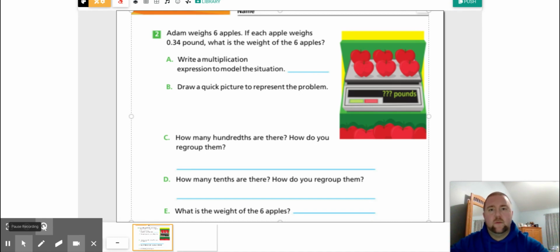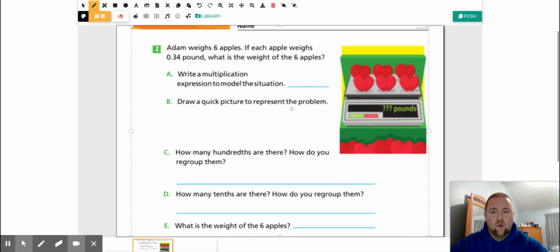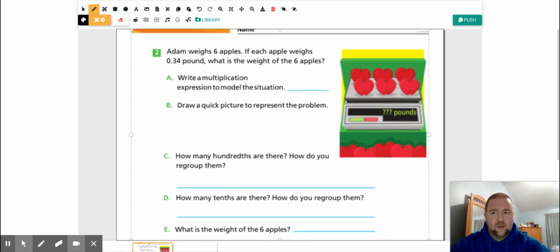Which really is just going to be a focus for us today on models and doing models. So what I'm going to do is read this problem that I picked because it kind of does a lot in just this one example. Adam weighs 6 apples. If each apple weighs 34 hundredths pound, what is the weight of the 6 apples?